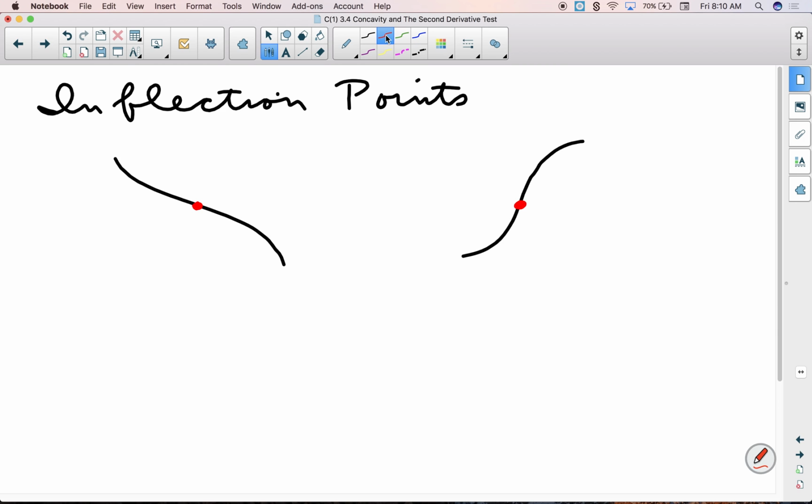So if you remember, concavity has to do with the idea of the second derivative, right?